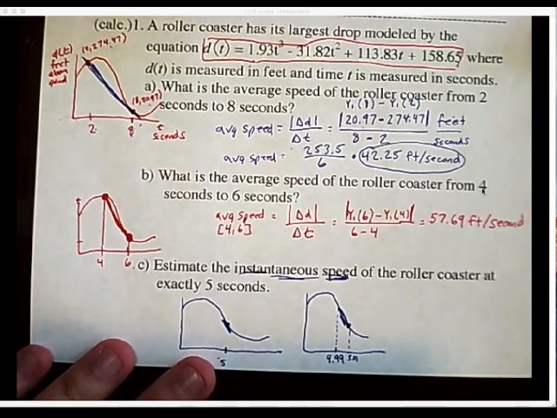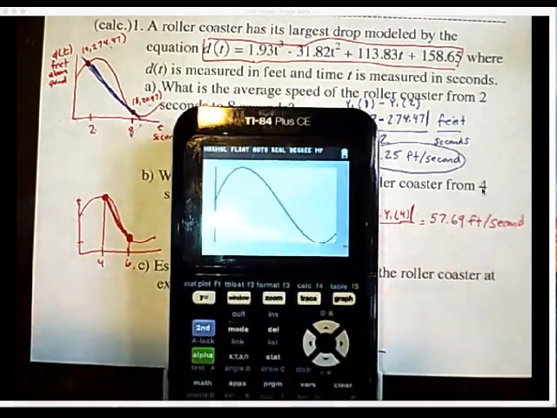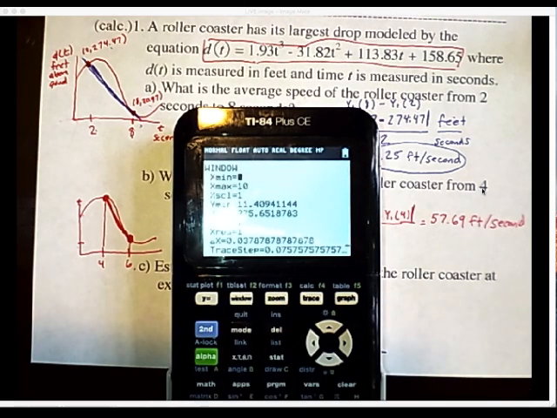Let me show you on the graph real quick. So here was our graph between 0 and 10 seconds of the roller coaster's height. If I change my window, let's just go from 4 to 6.